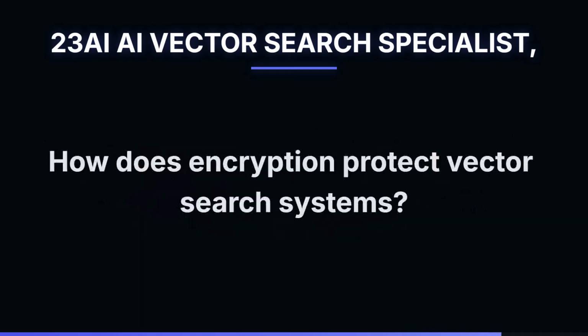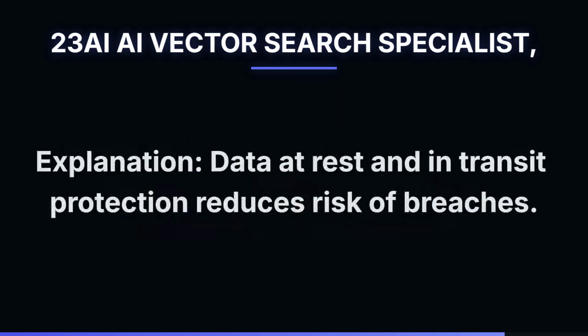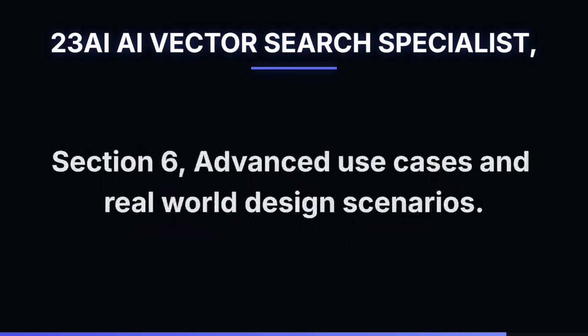5. How does encryption protect vector search systems? Encryption secures stored data and network traffic from unauthorized interception. Data at rest and in-transit protection reduces risk of breaches.